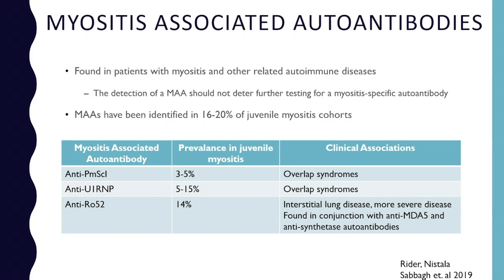Anti-PM/Scl is not as common, 3 to 5%, but it's associated with overlap syndromes. These are patients that have myositis and another autoimmune disease, as well as anti-U1RNP. Those are seen in about 5 to 15% of patients, and again, associated with overlap. Anti-Ro52 autoantibodies are seen in about 14% of patients, and these autoantibodies are more commonly associated with patients with interstitial lung disease and more severe disease, and more often occur along with anti-MDA5 autoantibodies and anti-synthetase autoantibodies in juvenile patients.